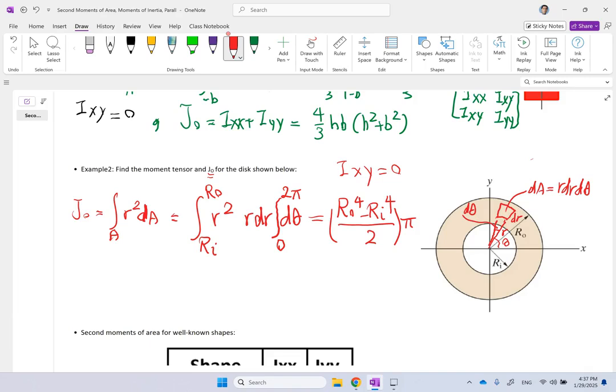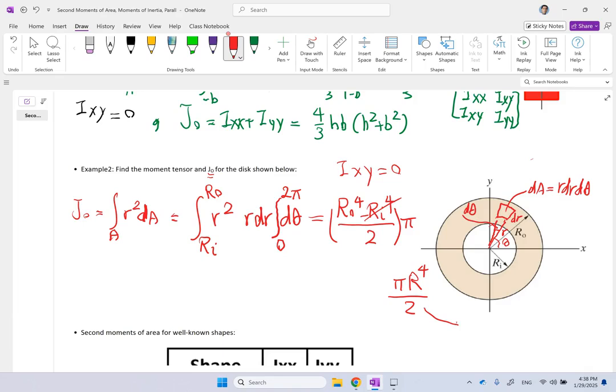So this is going to be your JO. Okay? Now, if it was fully solid, where Ri was 0, then you would get pi r to the 4 over 2. So this is for a solid disk with no hollow circle in the middle.